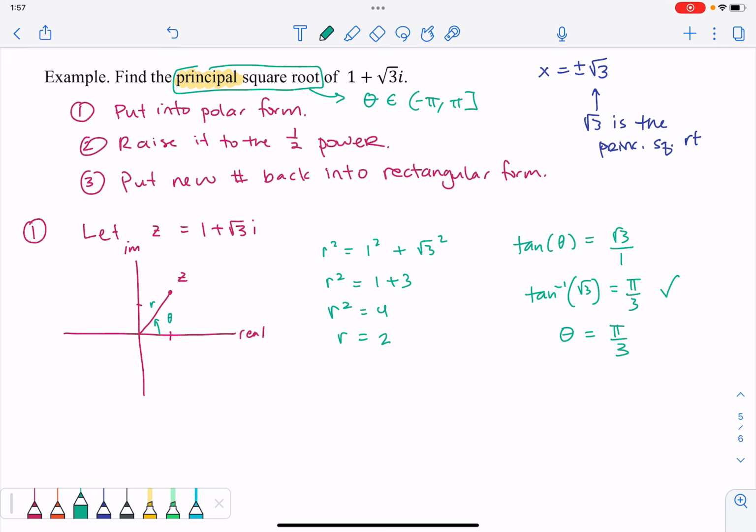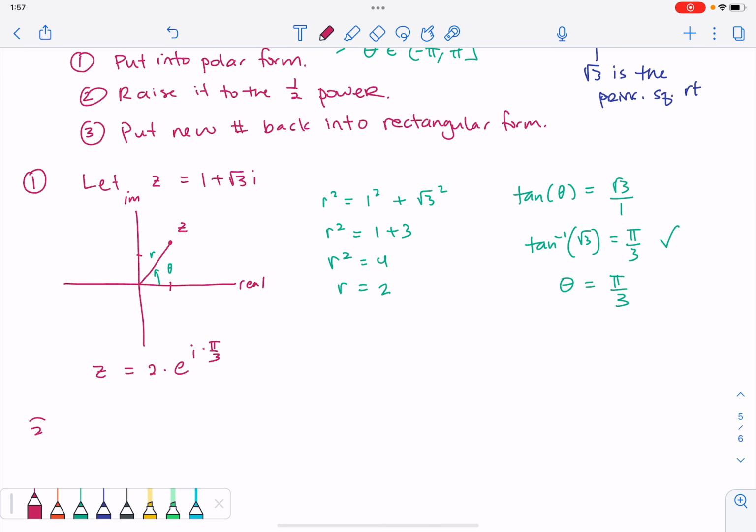Okay, so I have r and theta. I put it into polar form. Okay, almost done there. So I'm going to have z equals 2 times e to the i times pi over 3. Okay, step 2 says raise it to the 1/2 power. This first step is just me saying, hey, here's the same number. I haven't done anything to it yet. But it says, hey, find its square root. And you say, find the square root. Well, square rooting something is the same as raising it to the 1/2 power.